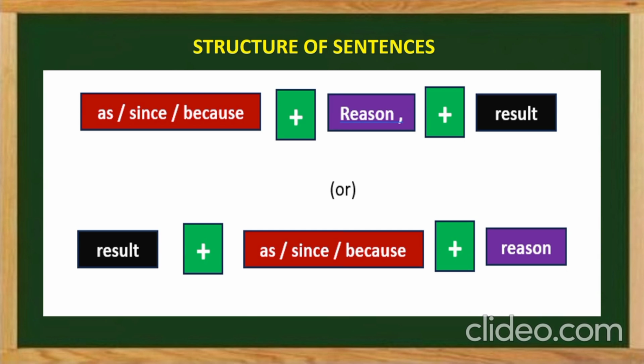So if you want to use as, since, because in the beginning, the first one will be the structure: as, since, because is followed by the reason, and then finally we write the result. If you want to use them in between the sentences, use the second structure. The result will be in the beginning, followed by as or since or because, then finally the reason. Now we'll come to the end of this session.